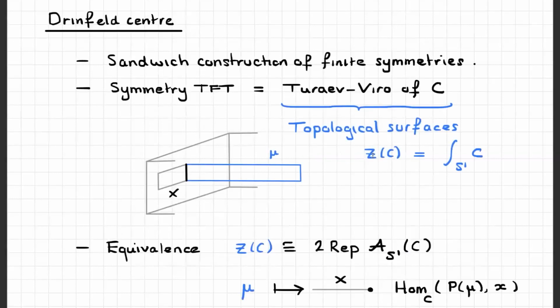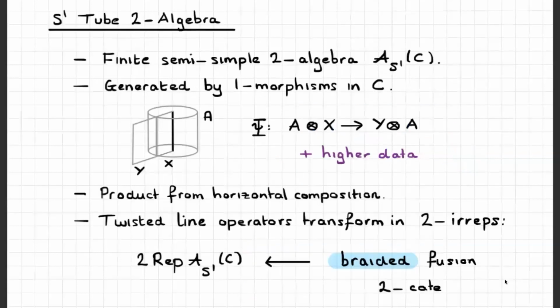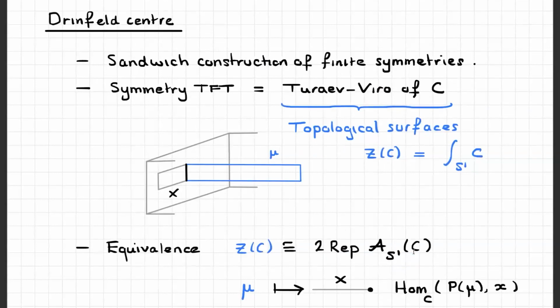Again, the sandwich construction is the same idea, except now we're dealing with surfaces in the bulk. So we have a 4D Douglas-Reutter theory based on C. And the 2-representations should be labeled by the topological surfaces in it, which are captured by the Drinfeld center. And the equivalence works in very much the same way, at least at a basic level, at the top level.